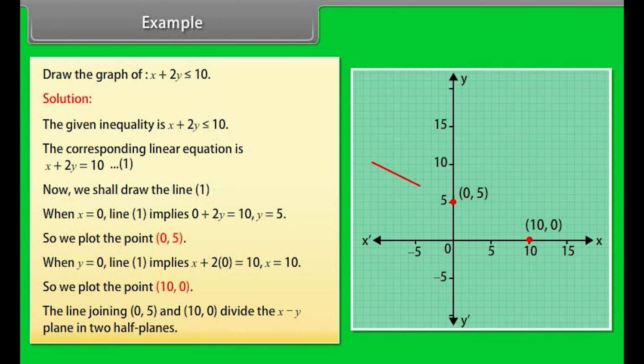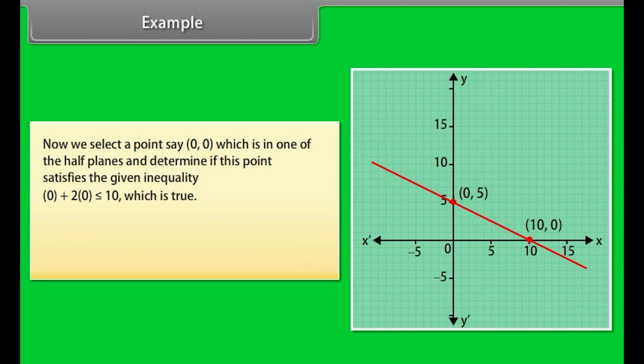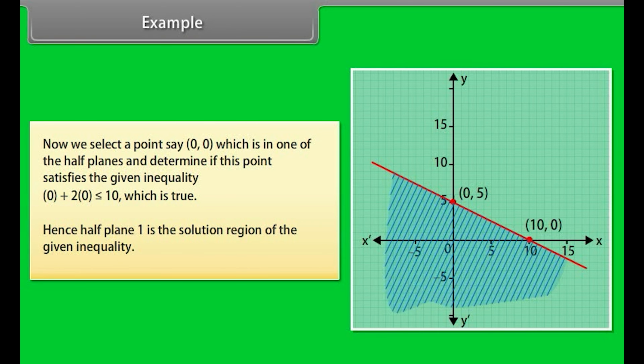The line joining 0, 5 and 10, 0 divides the xy plane into 2 half planes. Now we select a point, say 0, 0, which is in one of the half planes, and determine if this point satisfies the given inequality. 0 plus 2 into 0 is less than or equal to 10, which is true. Hence, half plane 1 is the solution region of the given inequality.